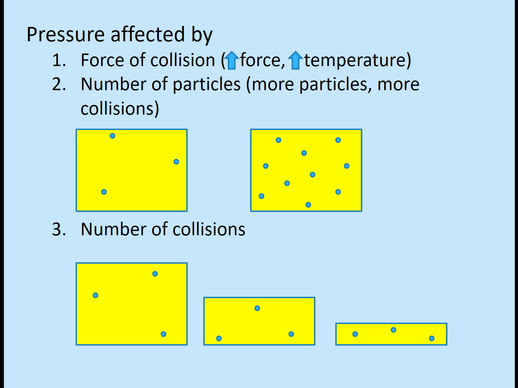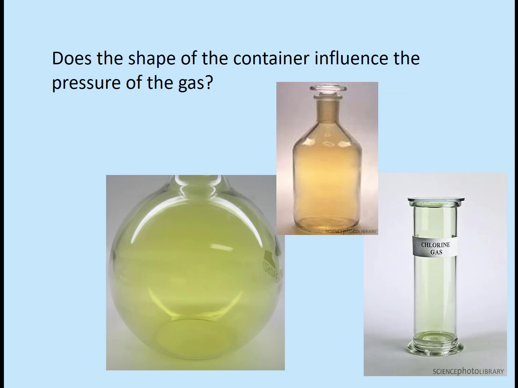Pressure is affected by the force of collision. As the temperature goes up, those molecules really slam into their container. Also, the number of particles affects the number of collisions that occur. The more particles, the more collisions. So you would expect that this one would have a higher pressure and this one would have a lower pressure. And also the volume: if I were to change the volume of my container here, I would see that the number of collisions is lower here and higher here, because there's more of an opportunity to collide if the volume is less.